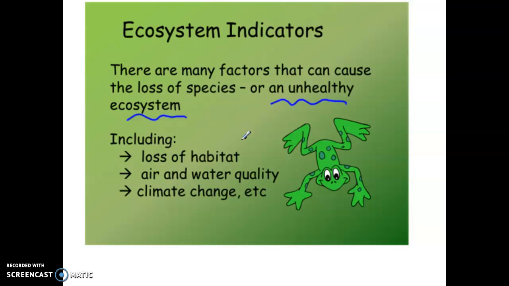Maybe something has happened to the air or water quality or soil quality. Maybe the temperature is changing and they're no longer able to live in that environment. So there's many things. These are just a few points that I'm bringing up, but there are many things that could happen that can cause a species' population to go down.